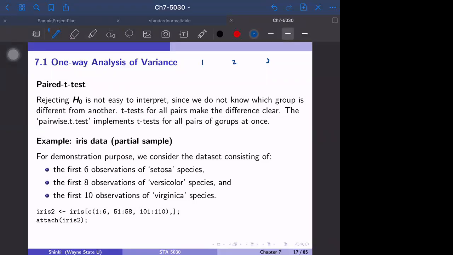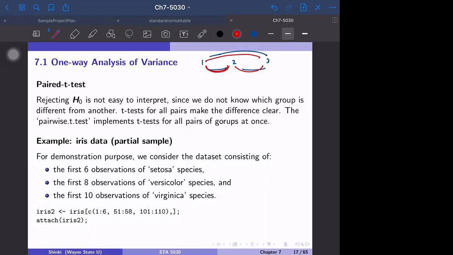But if the hypothesis that all groups are the same is rejected, it's not easy to interpret, because we don't know which group is different from another. Overall, it's different, but maybe 1 and 2 are different, or 2 and 3, or 1 and 3, or all. So it's not clear what it means. A clearer way to test is the pairwise comparison. It's a little more complicated, but much easier to interpret: 1 versus 2, 2 versus 3, and 1 versus 3.